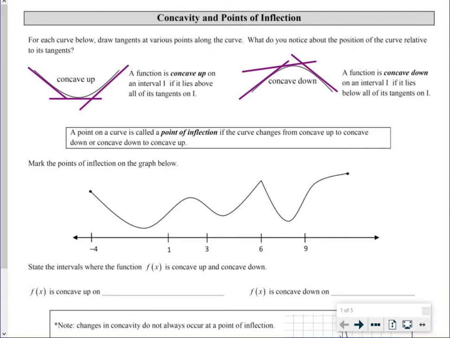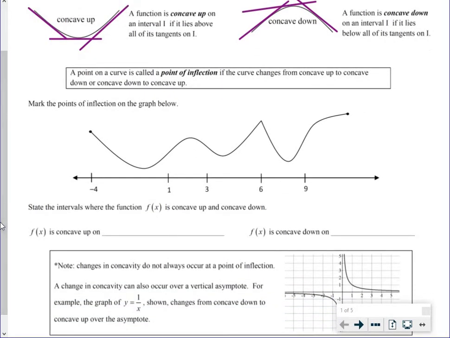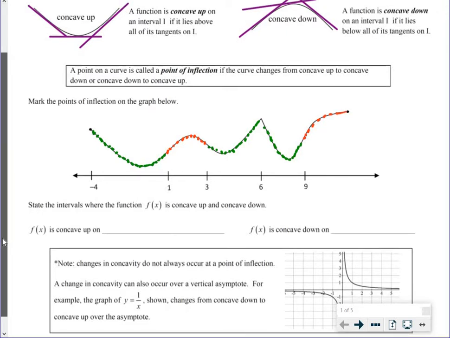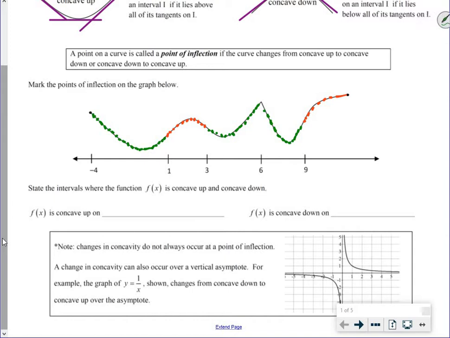So next, mark the points of inflection on the graph below. So you can see, let's just trace it. It's going up, and then it kind of stops being up, and then it goes concave down for a bit, and then it goes concave up again, still concave up, and then it goes concave down.